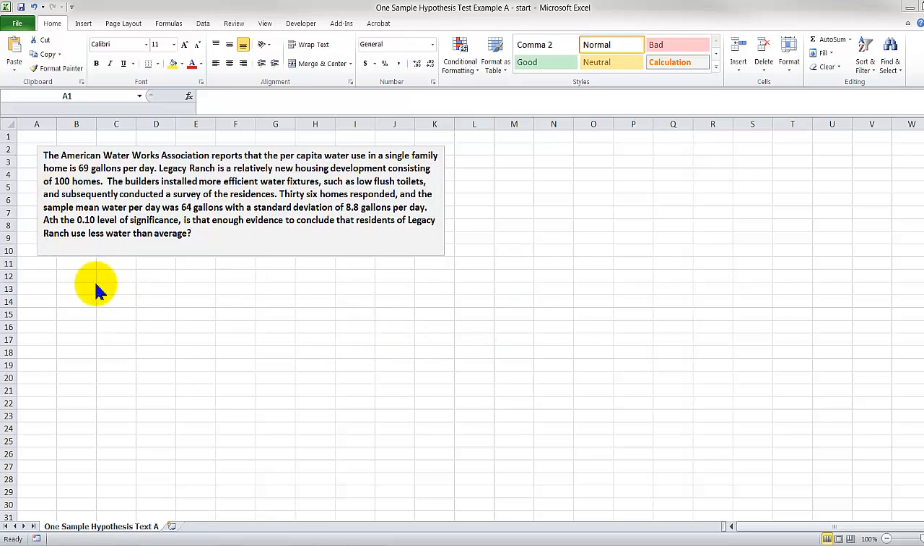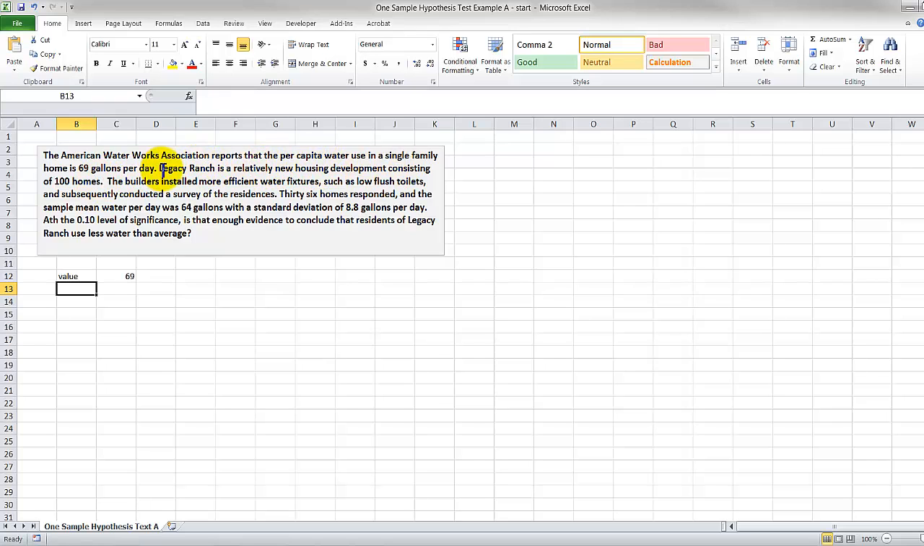Okay, we see in the starting file we don't have much except for the question I just explained. Essentially, the thought process is this: read through the problem again and try to pick out some keywords and start documenting everything that's known. So let's go through this problem and document some things. So we have the American Water Works Association report that the capita usage in a single family home is 69 gallons per day. So we know we have this value, a value of 69. Let's go ahead and document that.